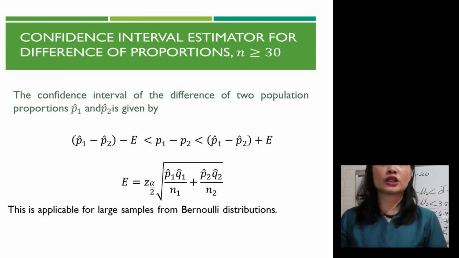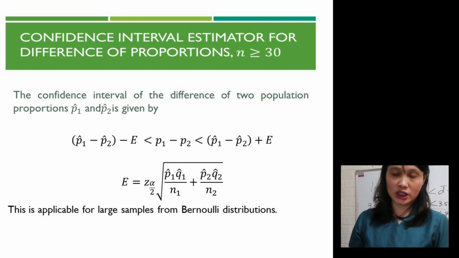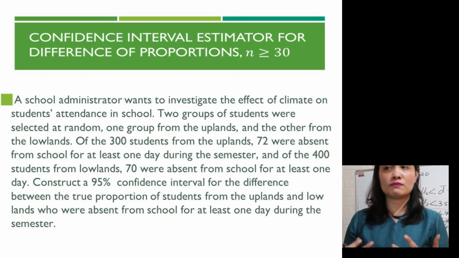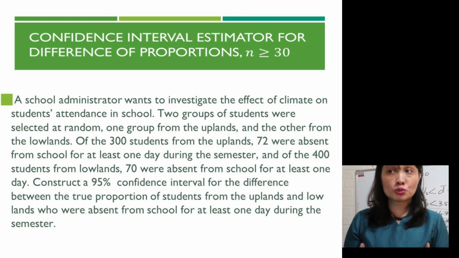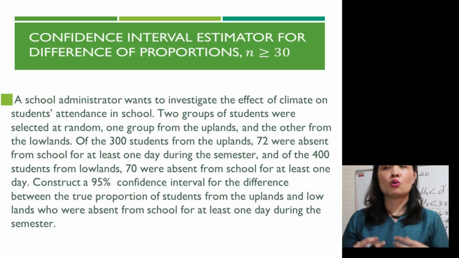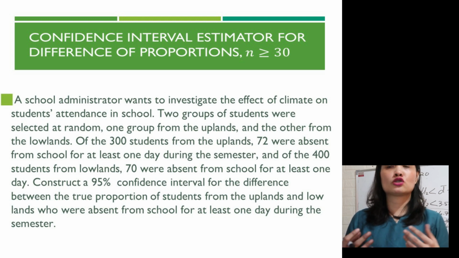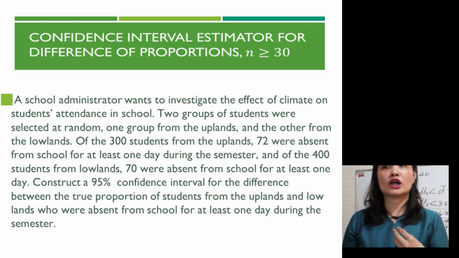This is applicable for large samples from Bernoulli distributions. For example, a school administrator wants to investigate the effect of climate on students' attendance in school. Two groups of students were selected at random, one group from the uplands and the other from the lowlands. Of the 3 students from the uplands, 72 were absent from school for at least 1 day during the semester, and of 400 students from the lowlands, 70 were absent for at least 1 day.